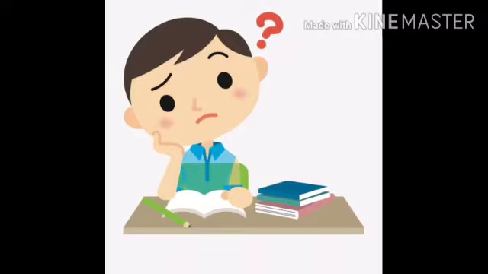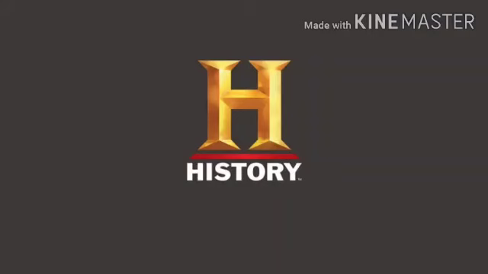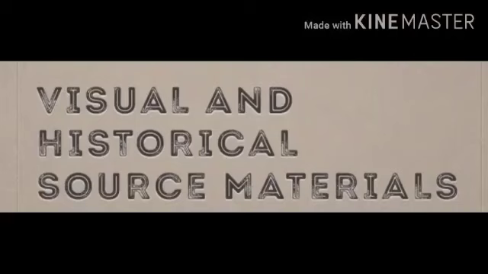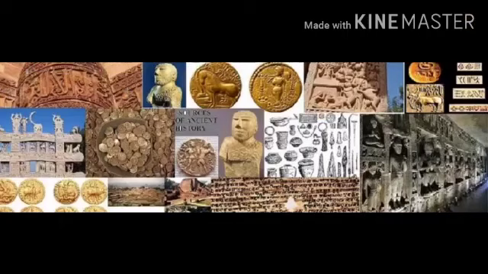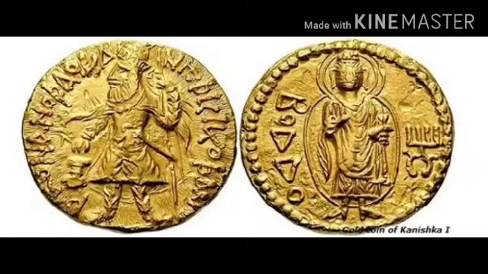Historians are more like detectives, as I have already said. They draw conclusions from clues and evidence, which are also called source materials, and which are of two types: archaeological sources and literary sources. Before saying what archaeological and literary sources are, we should know the meaning of source.